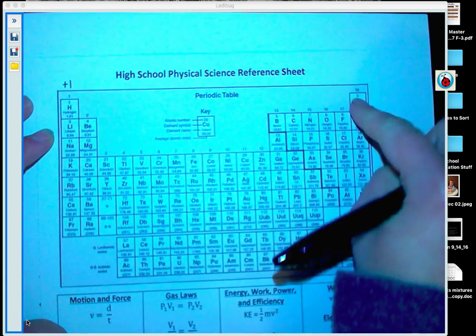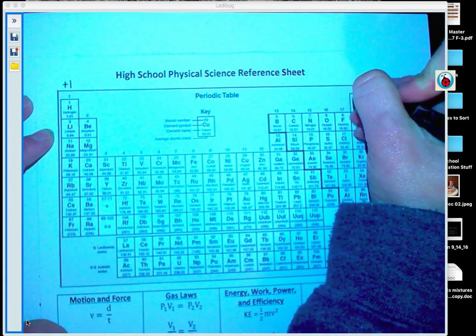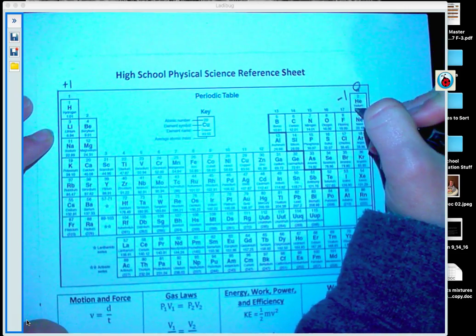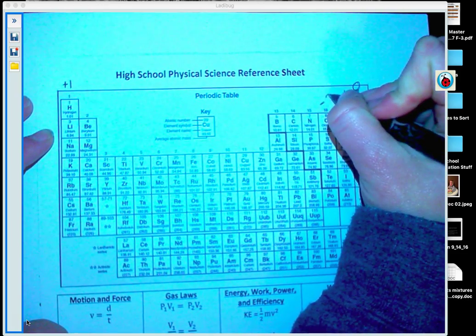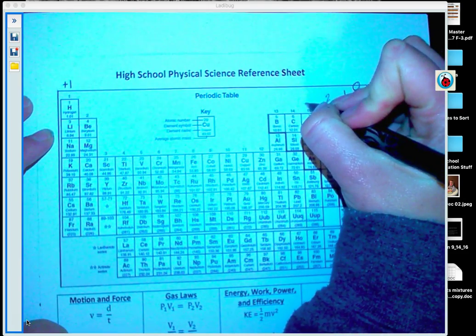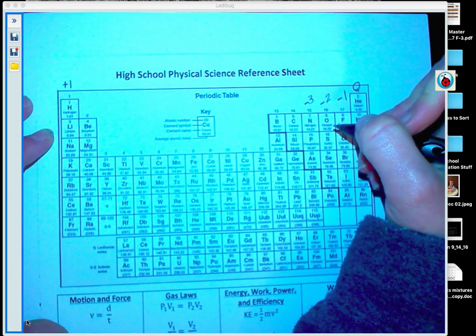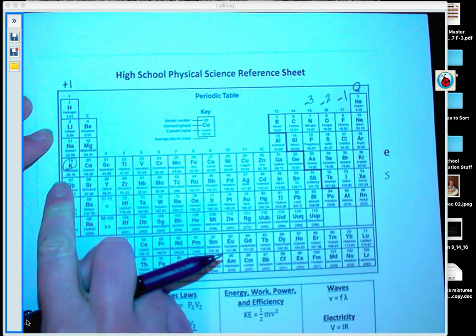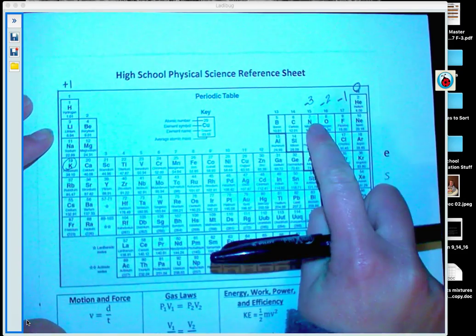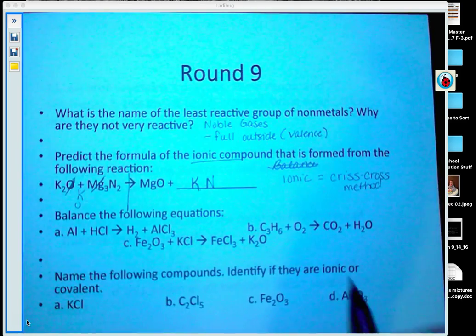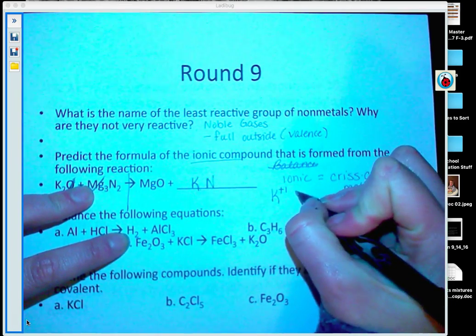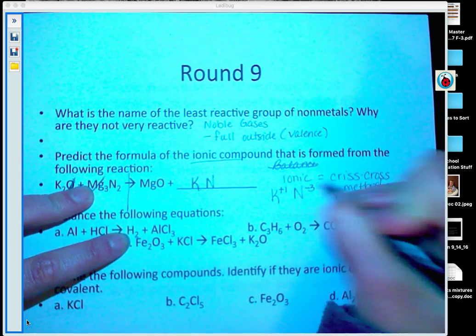Okay, then let's go over here. These guys are a 0. This group is a -1. This group is a -2. Nitrogen's group is a -3. Okay, so that means potassium is right here. That's a +1. Nitrogen is a -3. So I would write that over here, that potassium is a +1 and nitrogen is a -3.